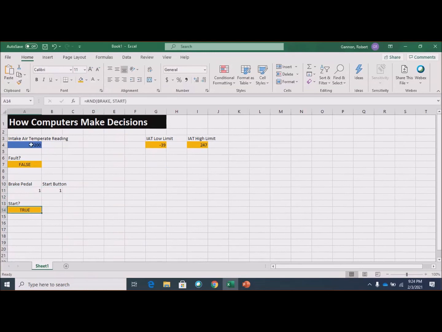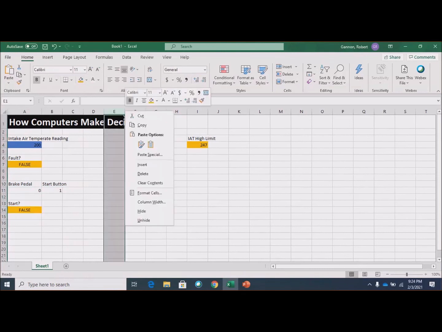So the computer can look at one thing. It can compare numbers to what a programmer or an engineer has put in. It can make sure multiple conditions are met. And then this is the output. Do we send voltage to that starter relay? In this case, we do. If we haven't stepped on the brake pedal, though, we do not.